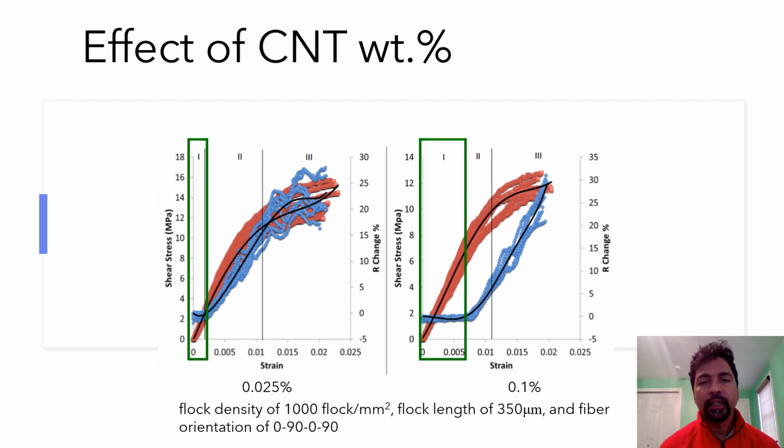So we have three different zones here. Let me focus on zone 1 first. The zone 1 for 0.025% is very short compared to 0.1%.